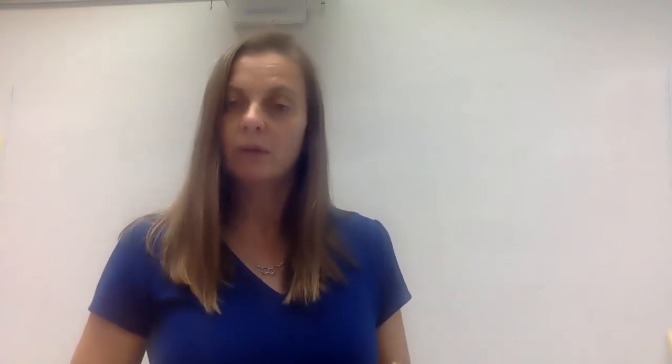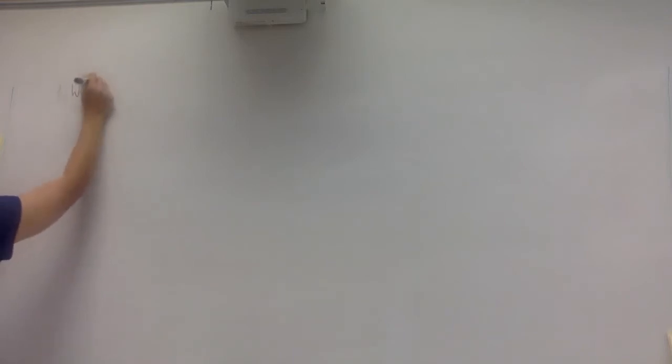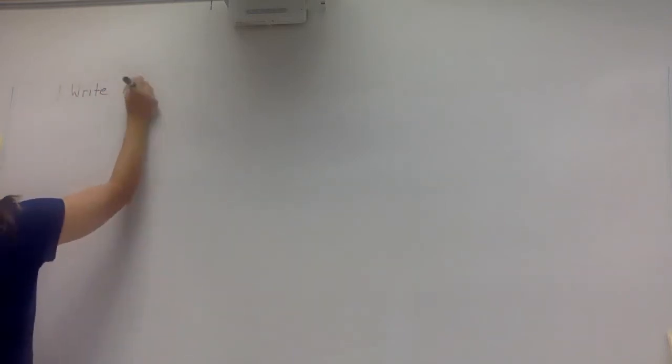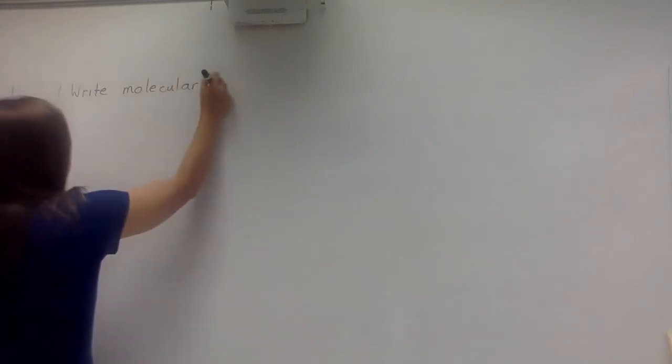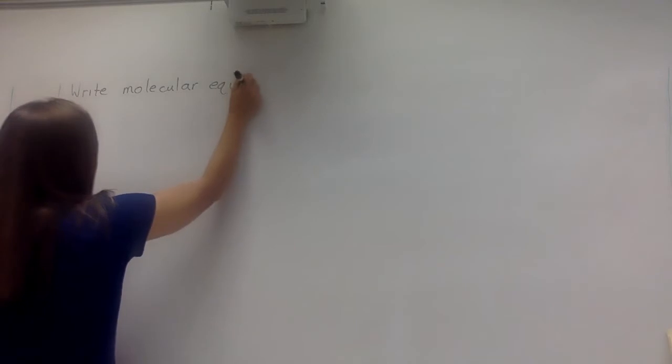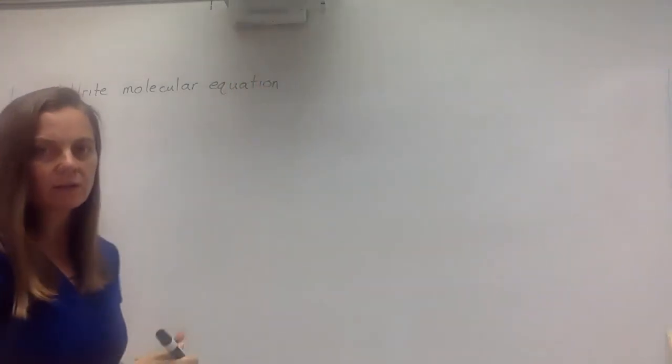This should be a review, but we'll move through it fairly quickly, and I'll do a couple of practice problems with you. So when we want to write a net ionic equation, our very first step is always going to be to write the molecular equation. So step one, we're going to write a molecular equation. And we're going to do an example as we move through this so that it's easier for you guys to picture and follow along.